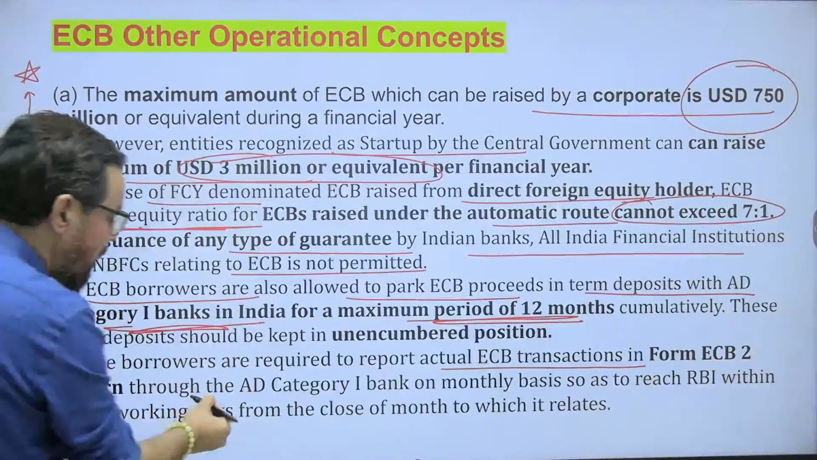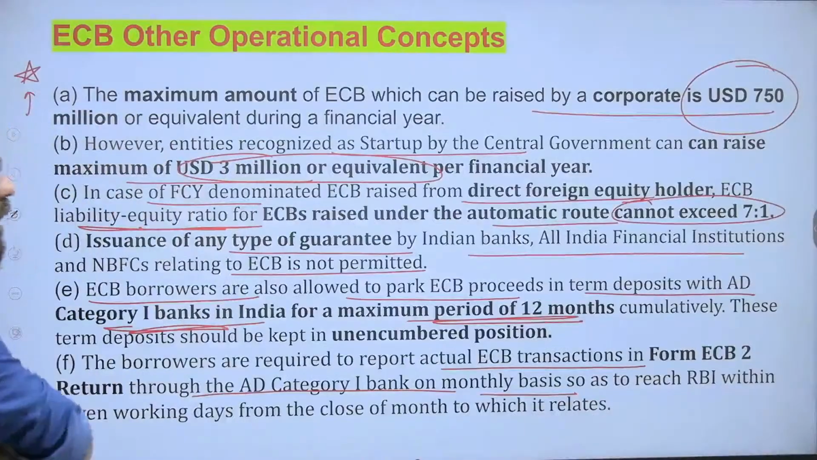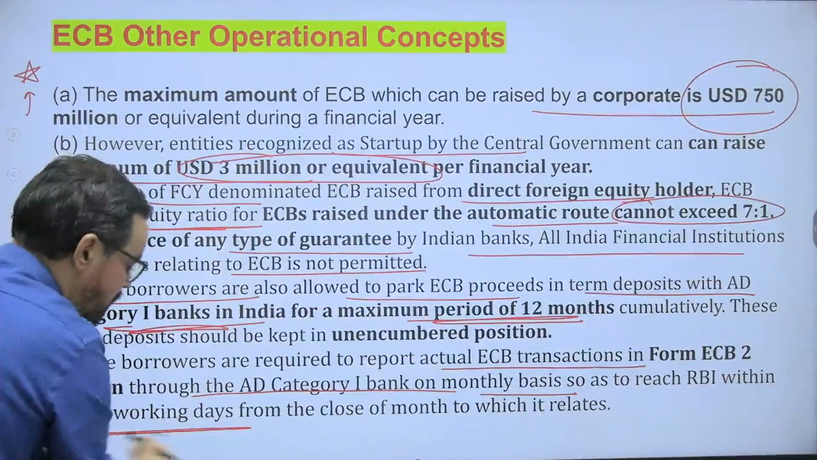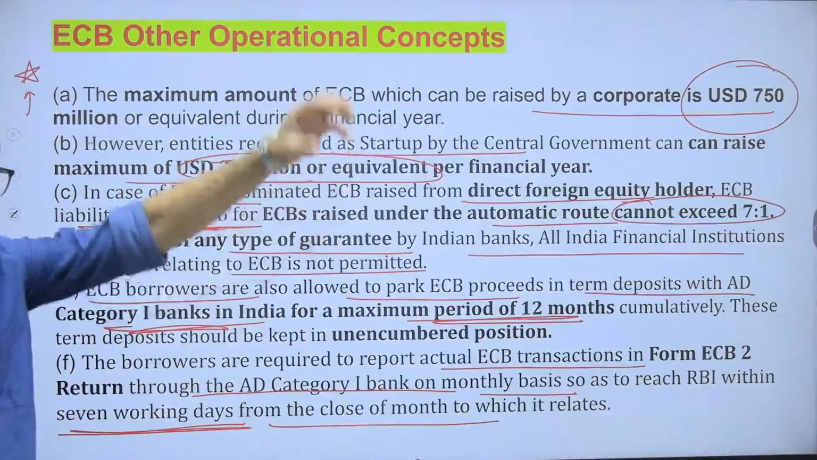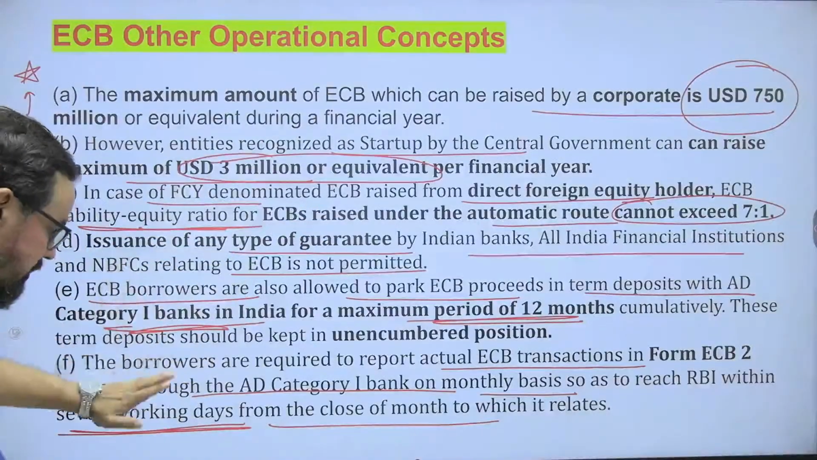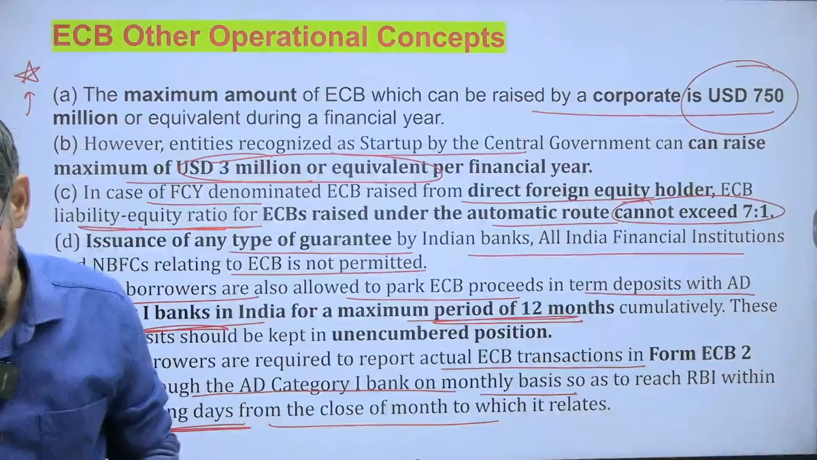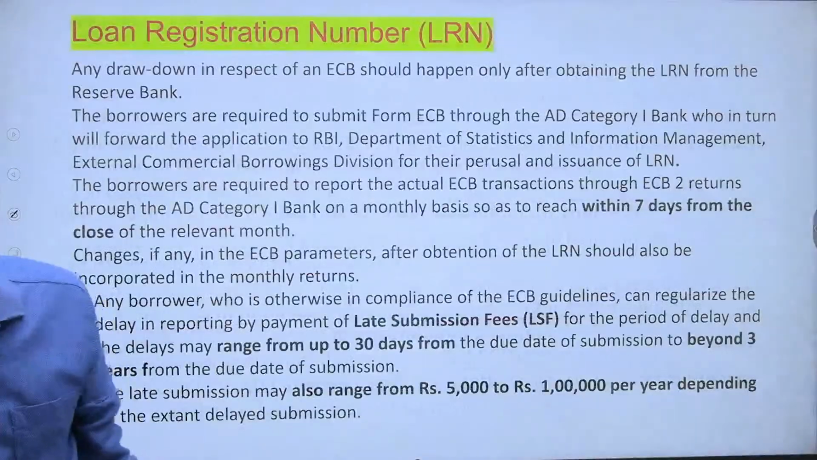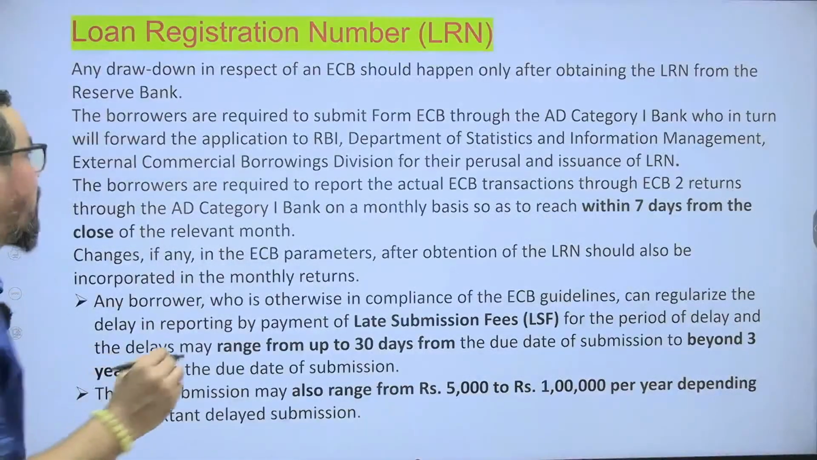Returns are submitted through the authorized dealer category 1 banks on a monthly basis, so as to reach RBI within 7 working days from the closure of the month to which it relates. Let's say you have raised funds, so you have to report to RBI. Authorized dealers will report this particular one to RBI as well. So that is the part of this particular one. Okay. So this is again a very important part of ECB.